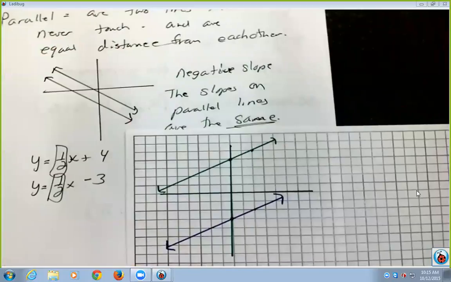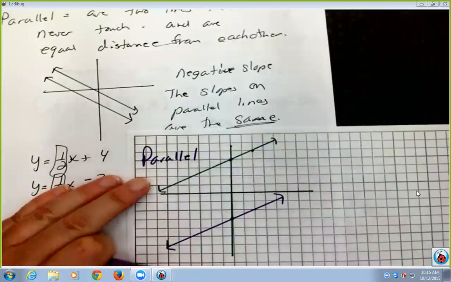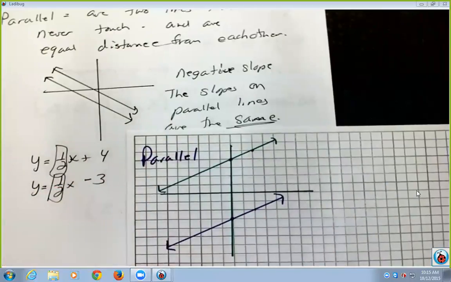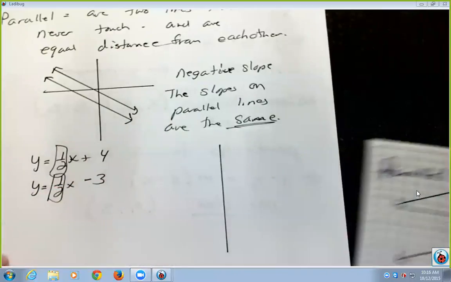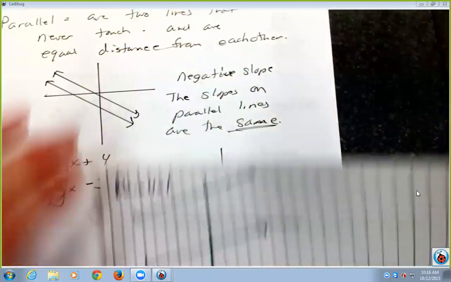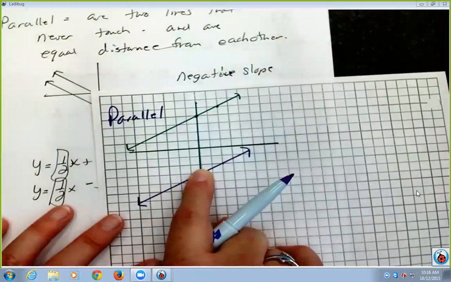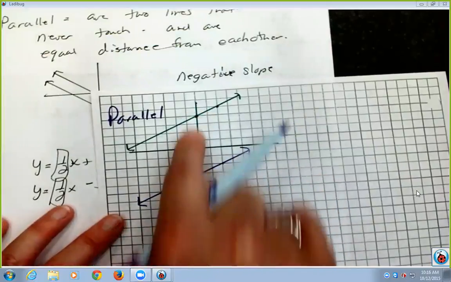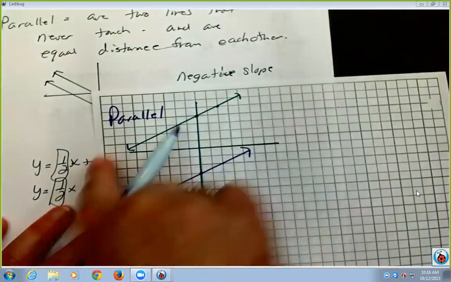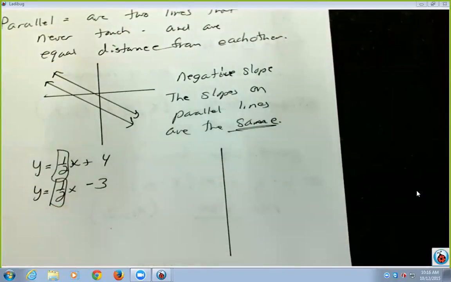So if we have parallel lines, they don't ever touch each other. Again, the key thing here is that the slopes are the same. We don't care about the y-intercepts, because when we graph, the y-intercepts can be different with parallel lines. It's just that slope, the angle these lines are at, that needs to be identical in order for those to work.